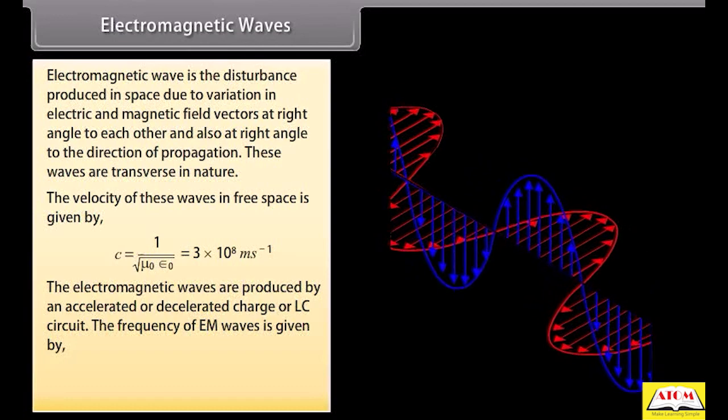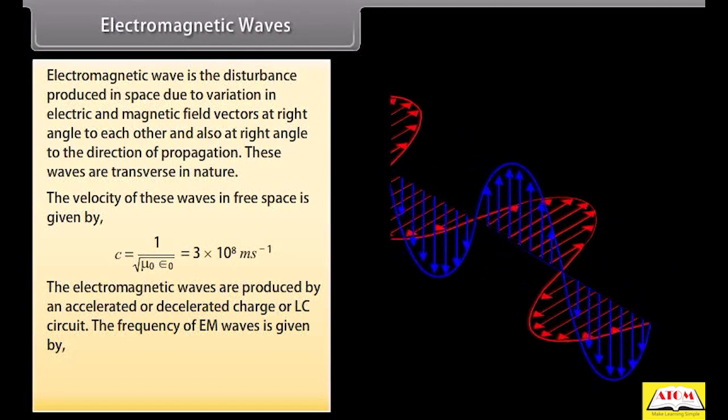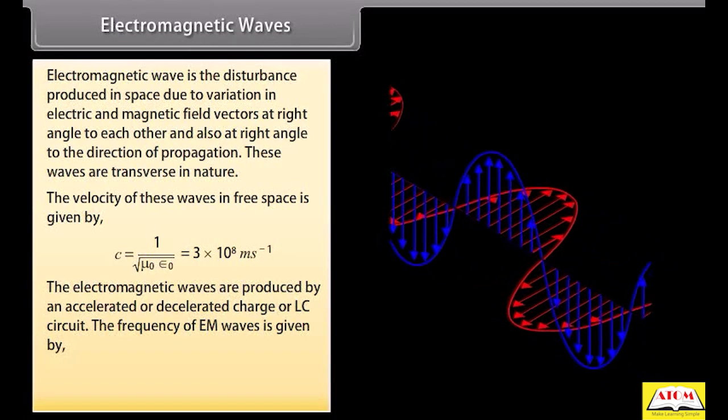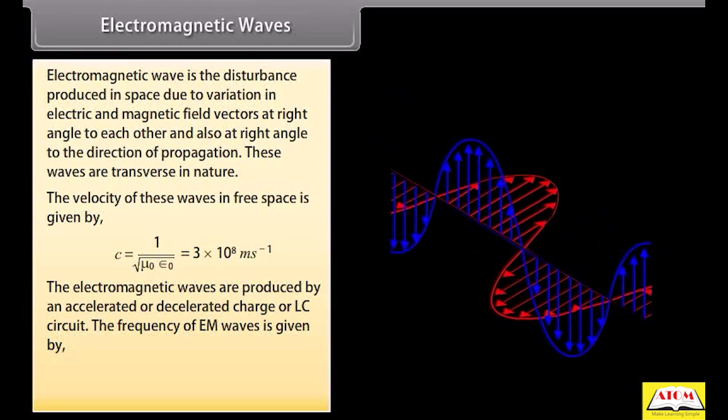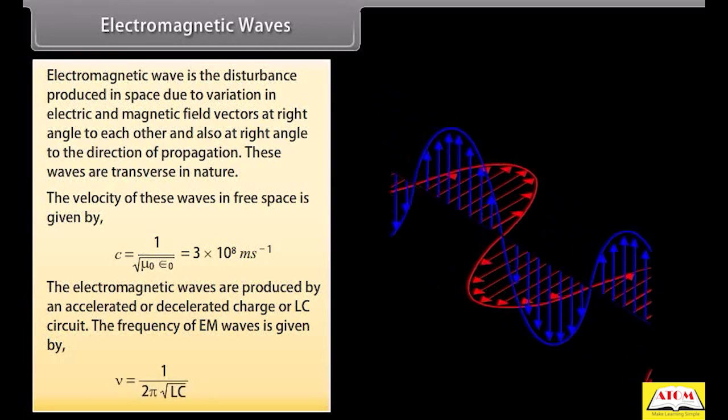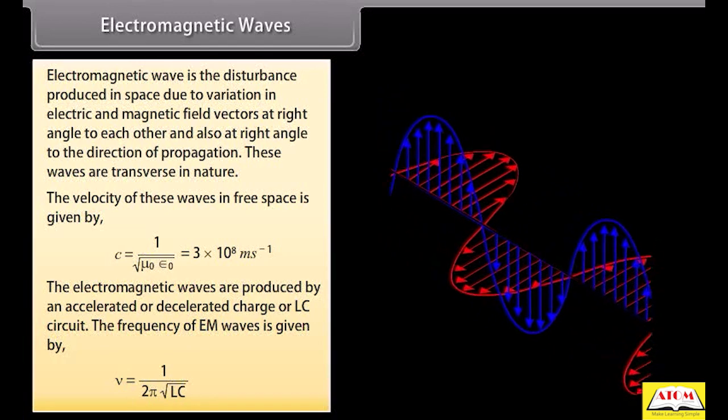Electromagnetic waves are produced by an accelerated or decelerated charge of an LC circuit. The frequency of EM waves is given by 1 upon 2 pi under root LC.